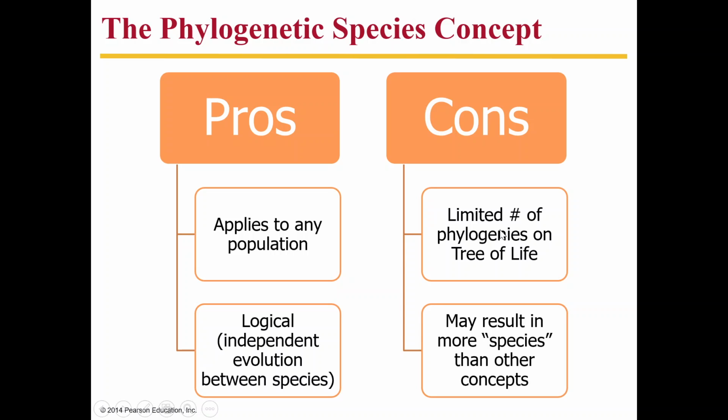The cons are that there's a limited number of developed phylogenies. We don't actually know every single connection on the phylogenetic tree. We can tell this family is connected to this, but we're not fully sure which one's connected to who and how far back. Because of the way that the synapomorphies work, it can result in more species than other concepts would say, even though we have evidence that biologically they have gene flow between populations. Genetically and phylogenetically, there may be information that says, no, these should be different species. But if biologically they are species, you battle back and forth between these.